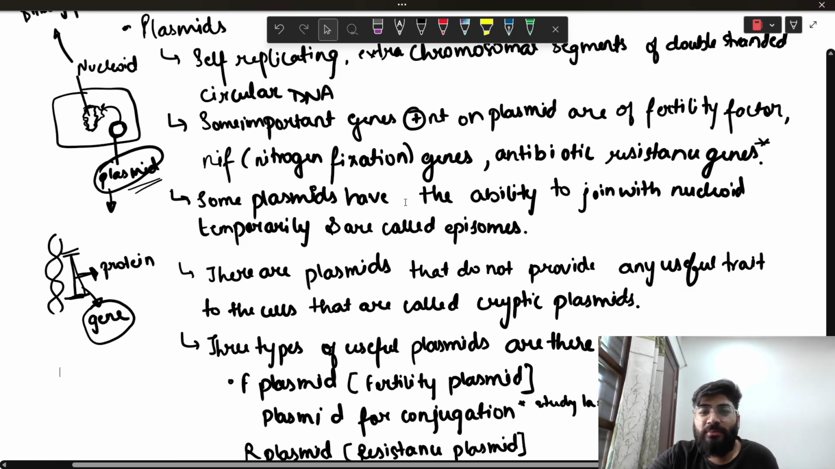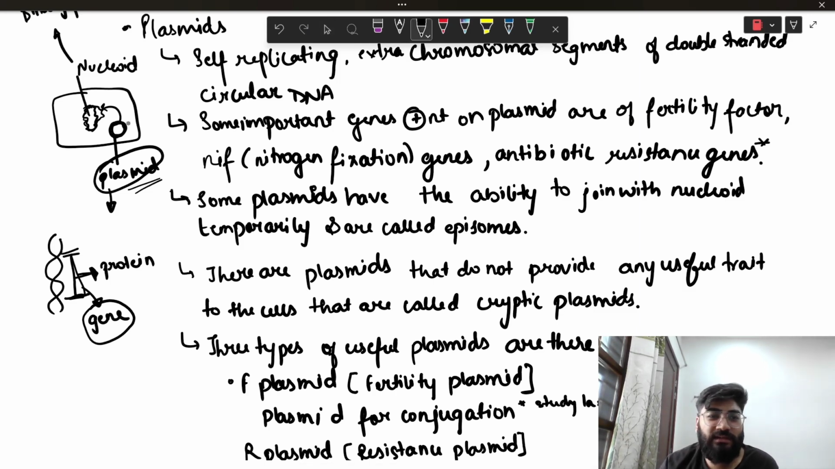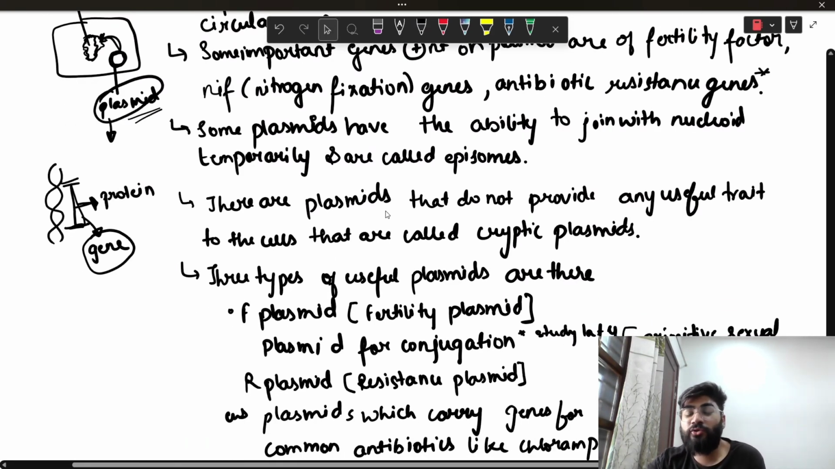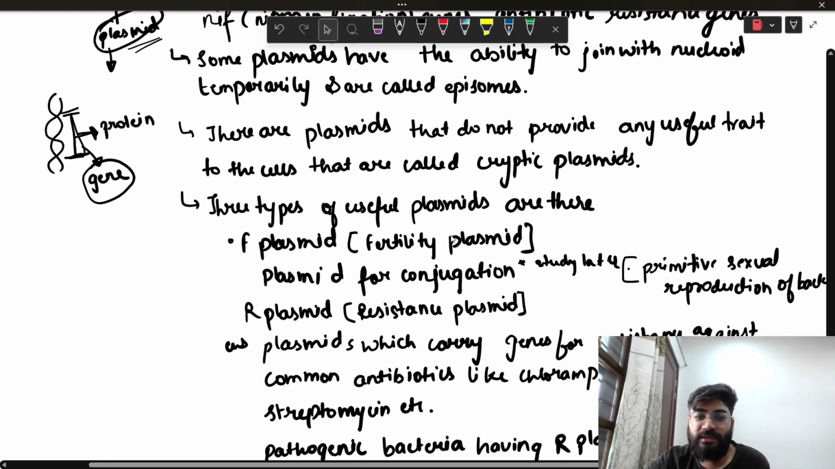Some plasmids have the ability to join with the nucleoid temporarily and are called episomes. So in this structure, we have this arrow that is made up. When the plasmid attaches with the nucleoid on a temporary basis, that plasmid is called an episome. There are plasmids that do not provide any useful trait or benefit to the cells, and such plasmids are called cryptic plasmids.